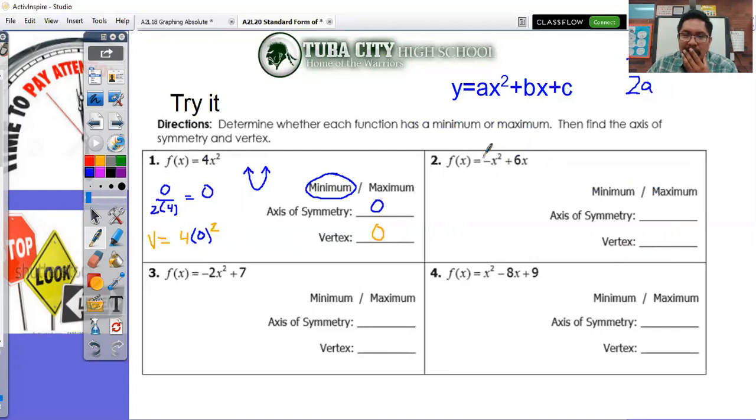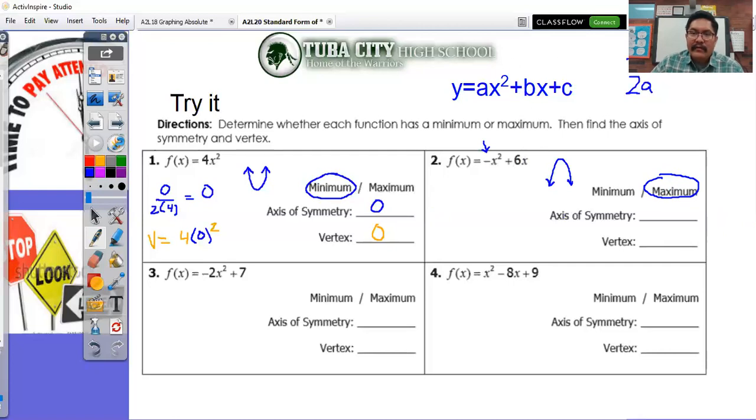If it's going to open down, it's going to open down because this is a negative, right? So we have a negative number here. That negative number would indicate that it's going to look like a frowny face. And in this case, that would mean that it has a maximum.